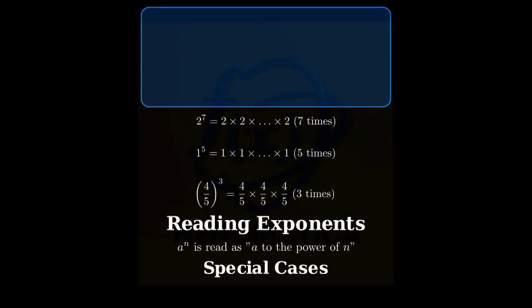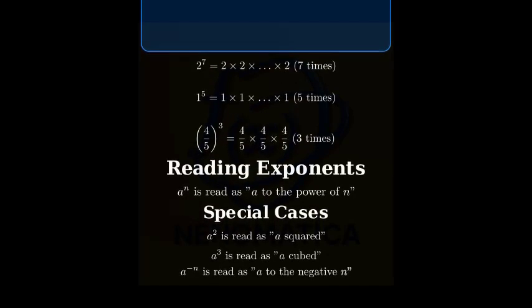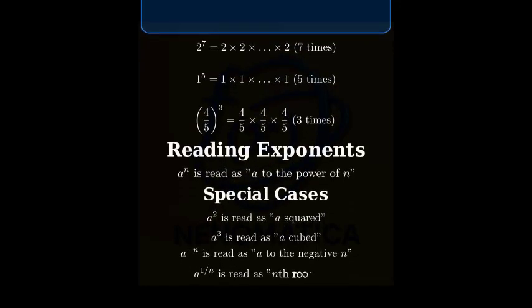However, there are some special cases. For the exponent 2, we say squared, as in 2 squared. For the exponent 3, we say cubed, as in 2 cubed. For negative exponents, we say to the negative followed by the number. For fractional exponents, we typically convert to root form.